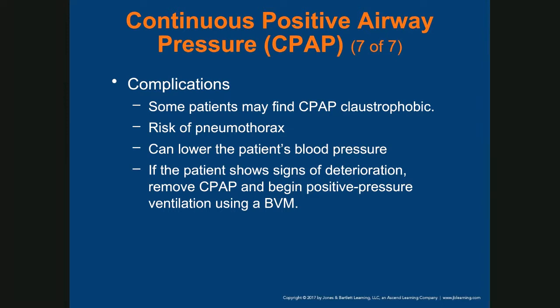Complications. Some patients may find CPAP claustrophobic, and we usually let the patient hold the mask on their face until they get comfortable with it. Then we put the strap over the head, right? Based on the pressure that is being created in the lungs, it can rupture the alveoli, especially in patients with chronic lung disease. It can cause a drop in the patient's blood pressure because it's positive pressure, so it can decrease venous return. If the patient shows signs of deterioration, take off the CPAP and get ready to provide your positive pressure ventilation.